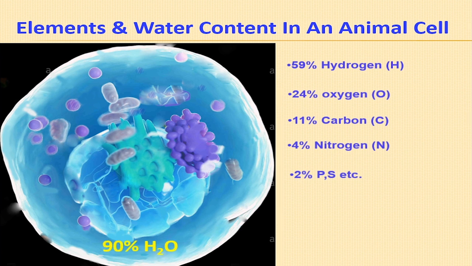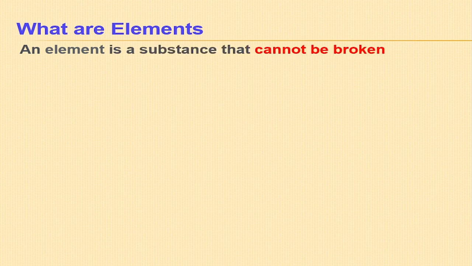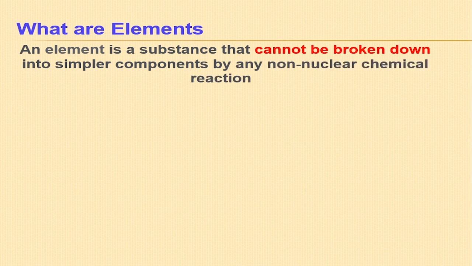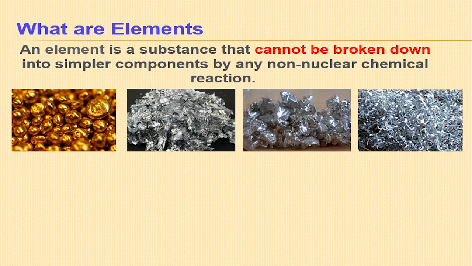So how much water is present in the liquid portion? The cytoplasm is almost 90% water. And why water is important, we'll see in the next few slides. We have just discussed that these types of elements are present, and these are some of the basic elements. But first of all, we should know what an element is. An element is a substance that cannot be broken down into simpler components by any non-nuclear chemical reactions. So only nuclear chemical reactions can further break up the atoms of the elements. For example, gold, silver, or in daily life we use calcium or magnesium, these are a few of the common metals or elements in our daily life.